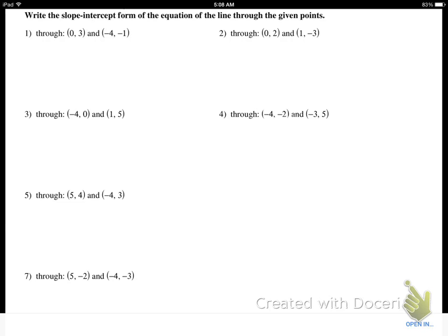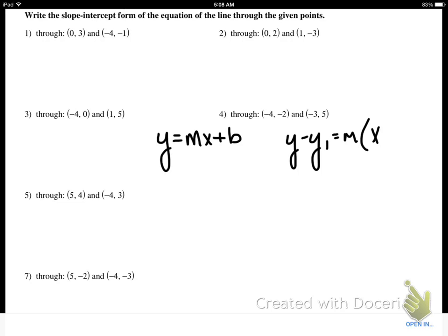Well, I have 2 forms, right? I have y equals mx plus b. That's called slope-intercept form. And I have, what's the other one called? Point-slope form. And that's this one, y minus y1 equals m times x minus x1. All right, now, those are my 2 forms.